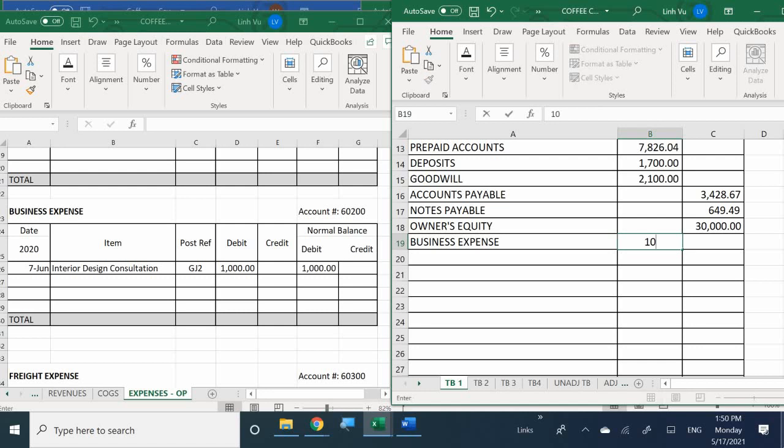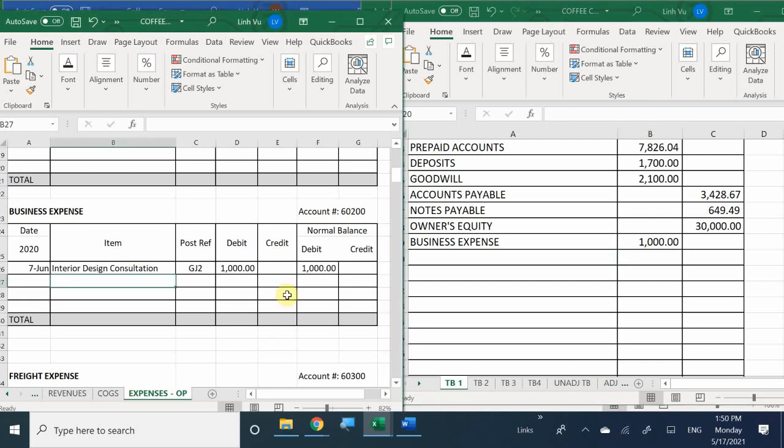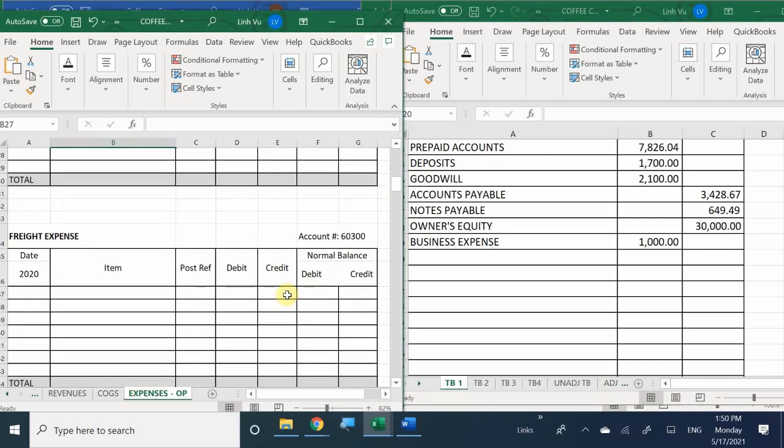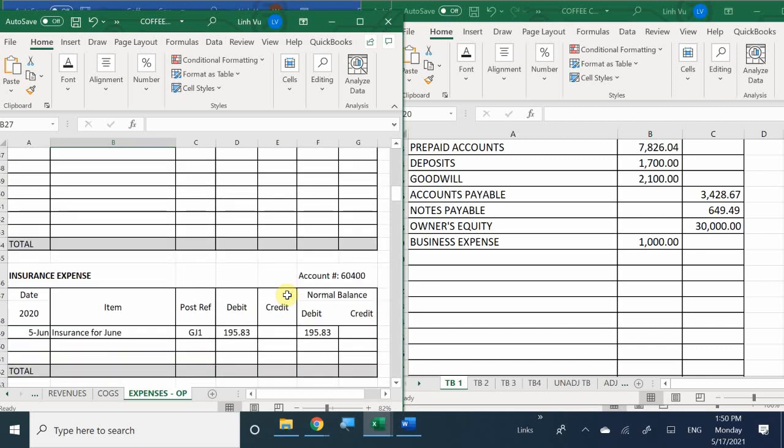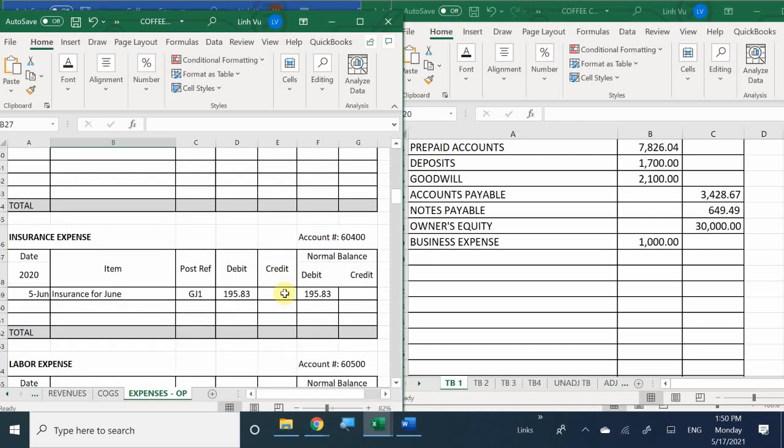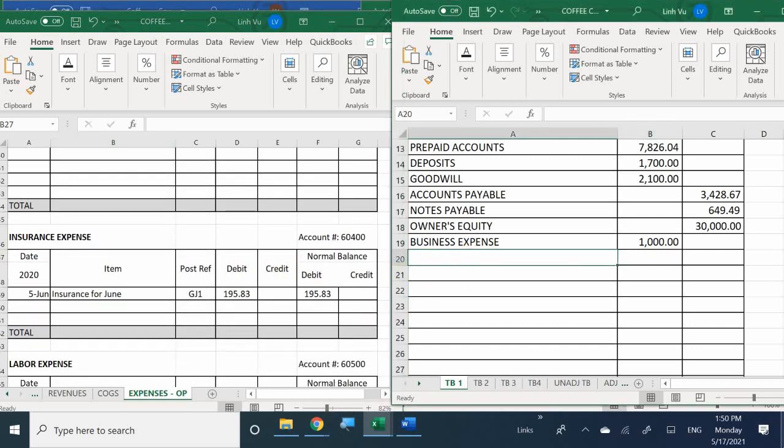And it was for $1,000 for Miss Kim Robinson to come and consult with us on interior designing, giving us some advice. Next one is freight expense. We haven't purchased inventory yet, so that's definitely something that we didn't incur. All right, but we have incurred insurance expense. Okay, insurance expense is definitely one of them.